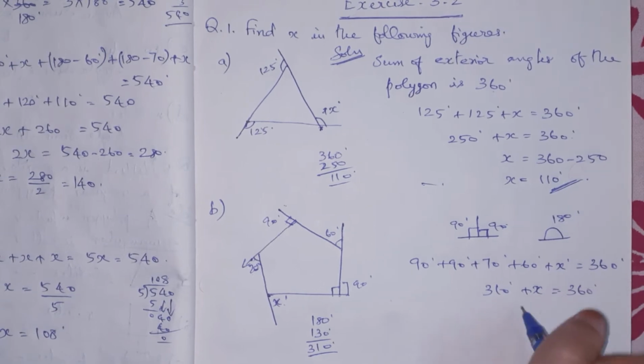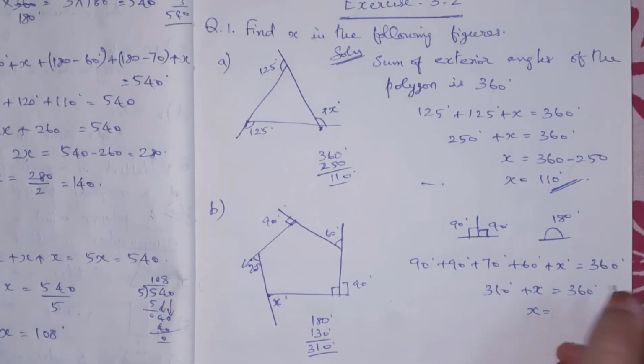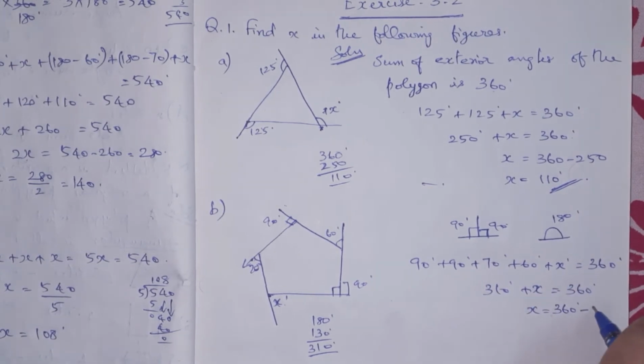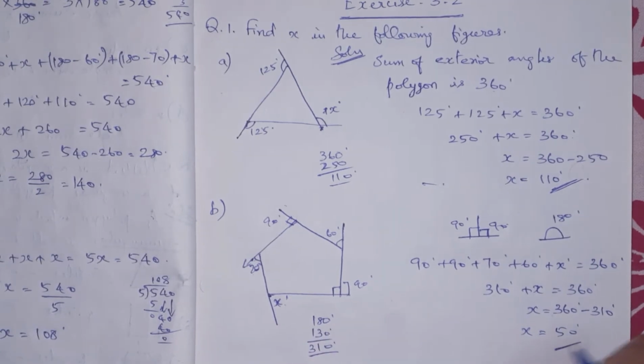360 degrees. Here 310 we can transpose to the right hand side. Plus becomes minus 310. Subtracting, we get 50 degrees. x equals 50 degrees. This is the answer.